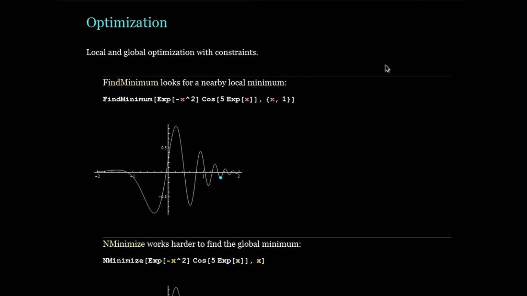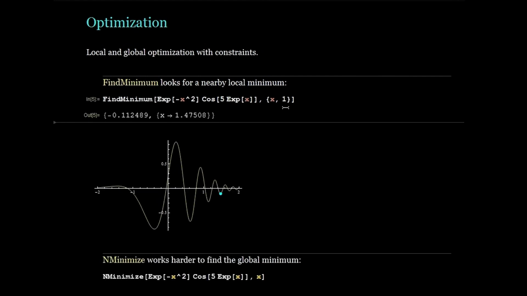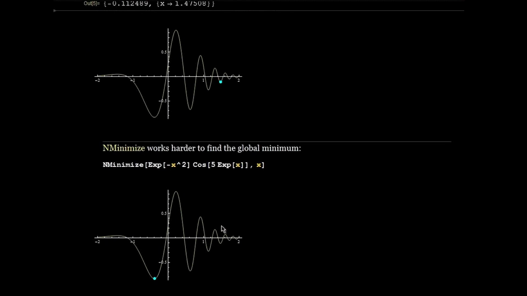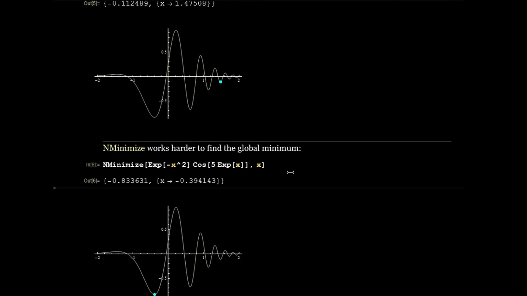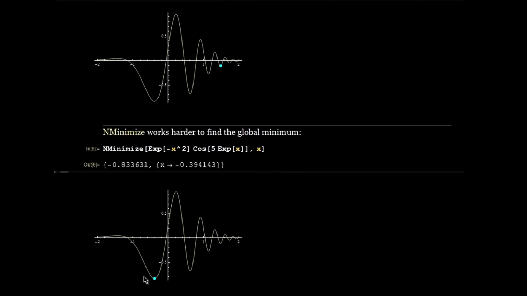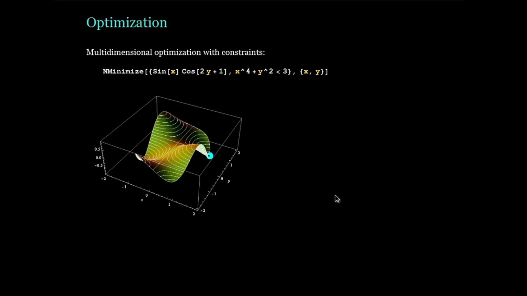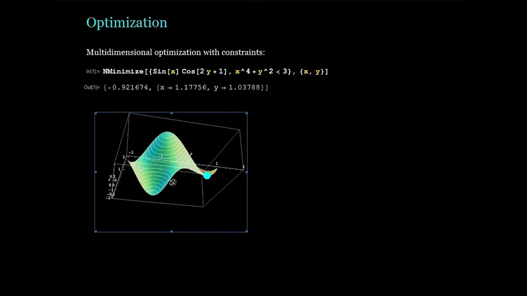Mathematica has numerical functions for both local and global optimization, including constrained optimization. The function FindMinimum searches for a nearby local minimum. The function NMinimize works a lot harder and tries to find the global minimum. Both FindMinimum and NMinimize can also perform constrained optimization. In this example, we constrain x and y to points satisfying this predicate. And we find the global minimum on the boundary of the region.